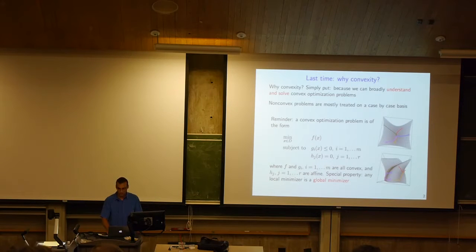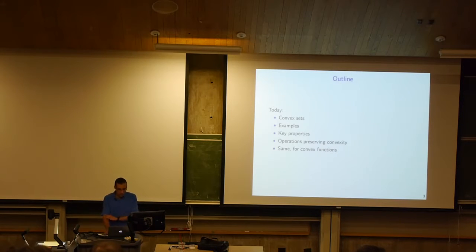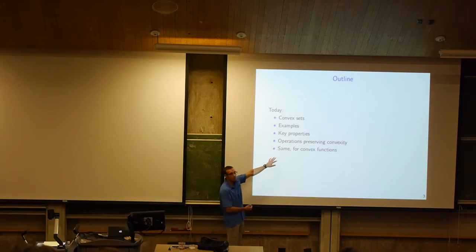Okay. So here's an outline for today. We're going to talk about convex sets. We're going to go through some key examples of convex sets, some key properties, and then some operations that preserve convexity for sets. And then we'll do the exact same thing for convex functions. We'll try to take a break in between.